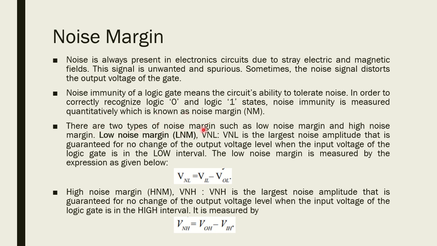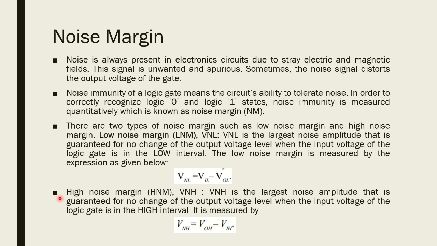There are two types of noise margin: low noise margin and high noise margin. Low noise margin, VNL, is the largest noise amplitude that is guaranteed for no change of the output voltage level when the input voltage of the logic gate is in the low interval. The low noise margin is measured by the expression VNL equals VIL minus VOL, where VIL is the input low voltage and VOL is the low output voltage.